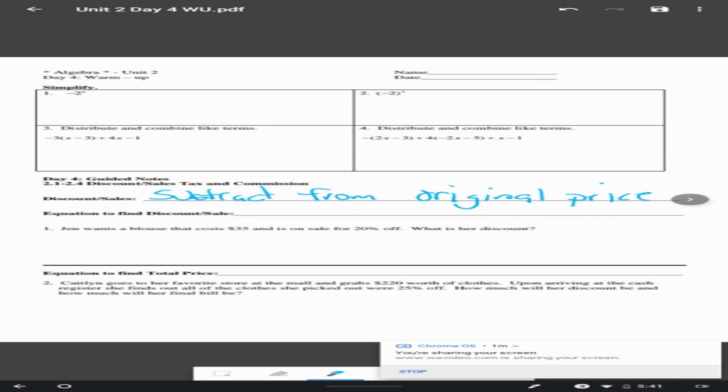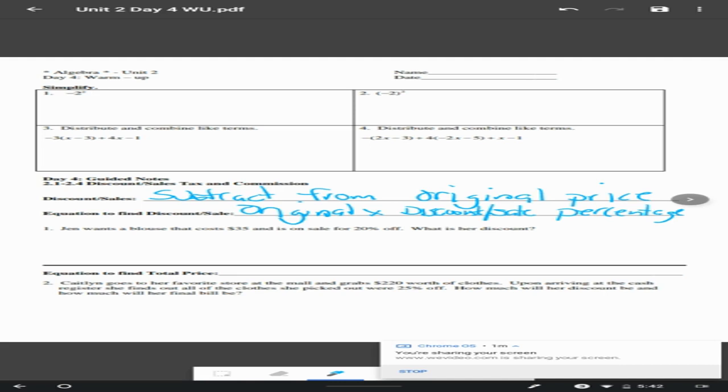And then the equation to find a discount or a sale is very simple. We take the original price and we multiply it by the sale or the discount percentage. So whatever that percentage is, when we multiply that percentage, we just need to turn it into a decimal. And we'll talk about that in just a second.